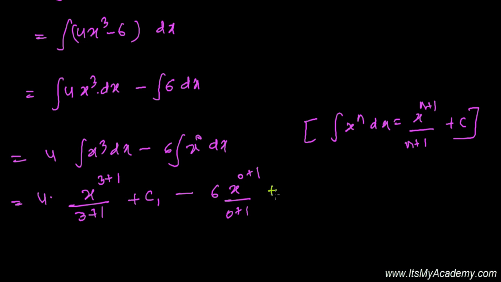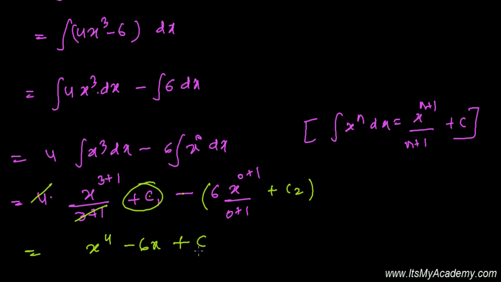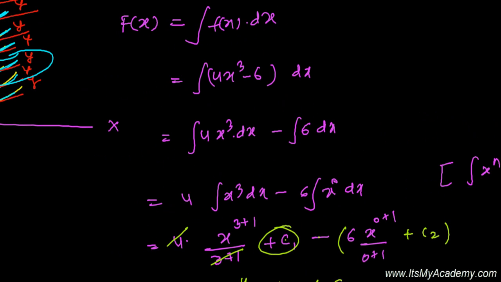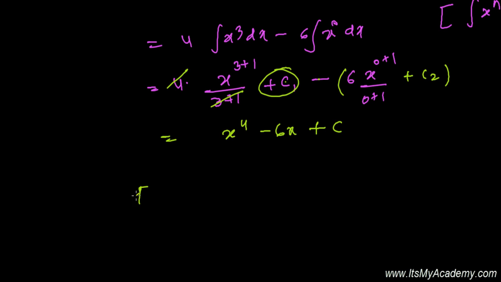Plus a constant again, plus c2. Further, it's going to be 3 plus 1, 4. The 4 will cancel out. You'll get x to the power 4 plus c1, and this is minus 6x, and this minus will multiply with c2, so it will be c1 minus c2, and together I'm writing c. So you get the antiderivative f of x. What do we get? We know that function f of x is now x to the power 4 minus 6x plus c.